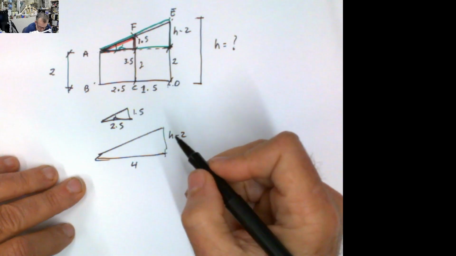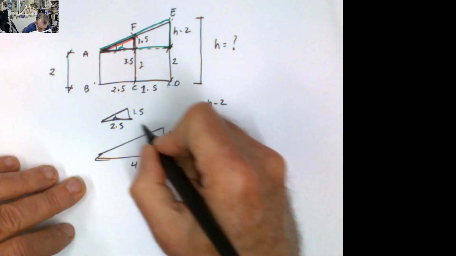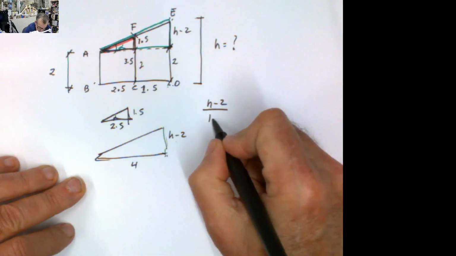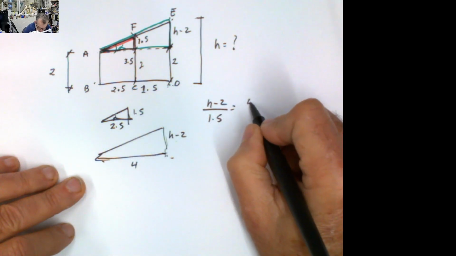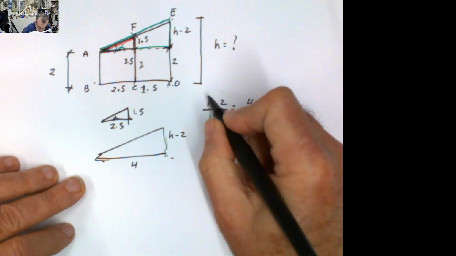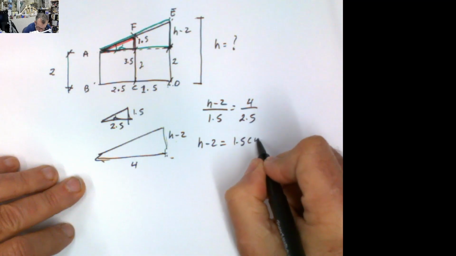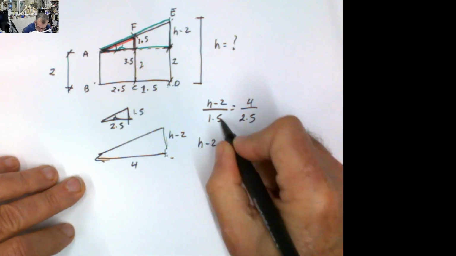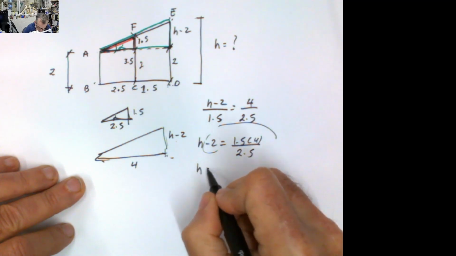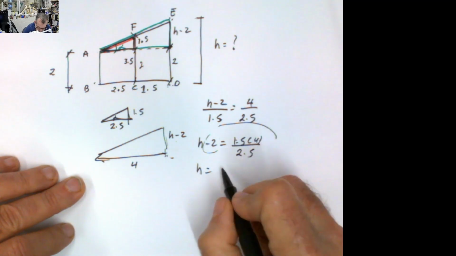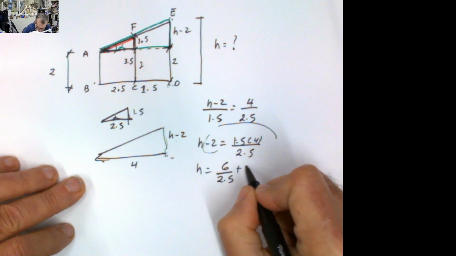You can say the easiest way for me at this is say h minus 2, this side divided by this side has to be equal to this side divided by that side. And then you solve for h minus 2 equals 1.5 times 4 divided by 2.5. You pass this multiplying to the other side. Now this you pass it adding. 1.5 times 4 is 6. 6 divided by 2.5 plus 2.